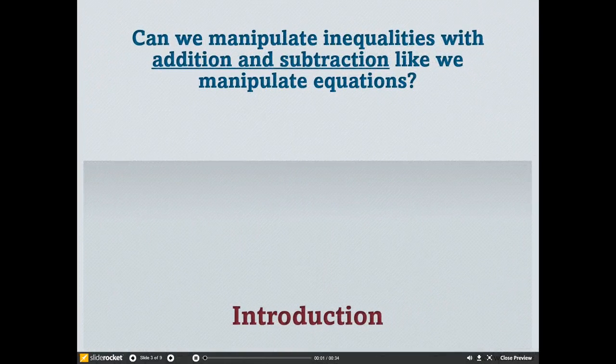So the main question we want to ask ourselves in this lesson is, can we manipulate inequalities with addition and subtraction like we manipulate equations? Let's take a look at the two examples below and add 4 to them.